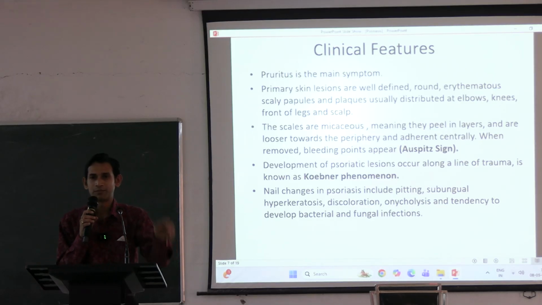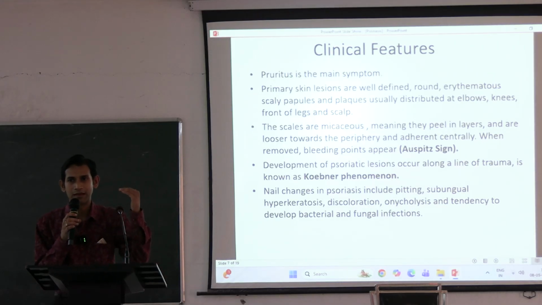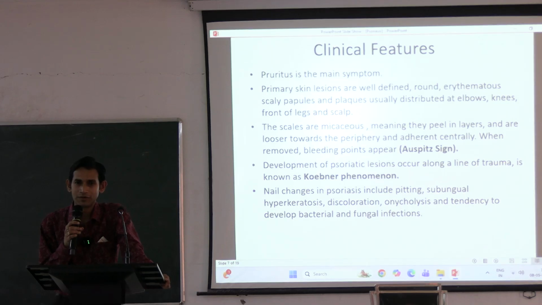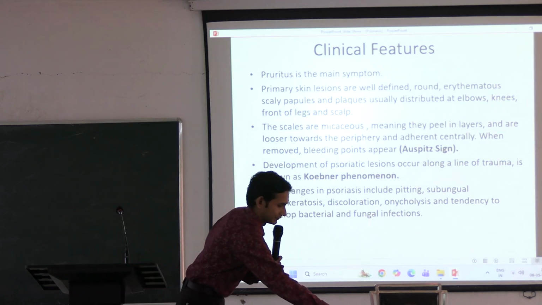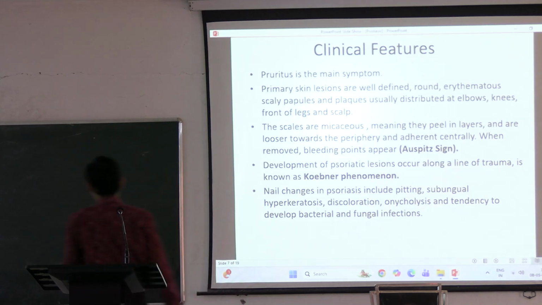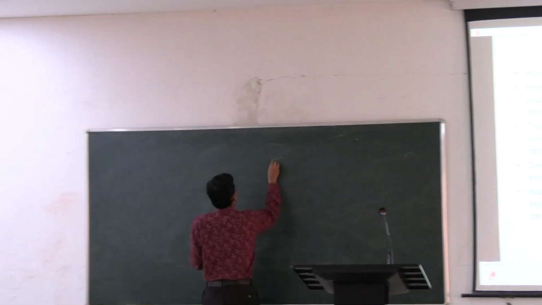In a new psoriatic plaque, if you remove the scale with the help of a glass slide, you can see small bleeding points. This is known as the Auspitz sign, and the test is known as the Grattage test.